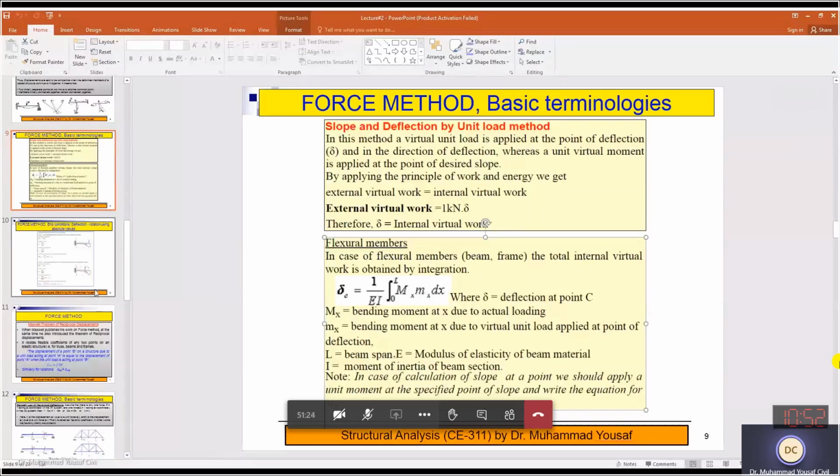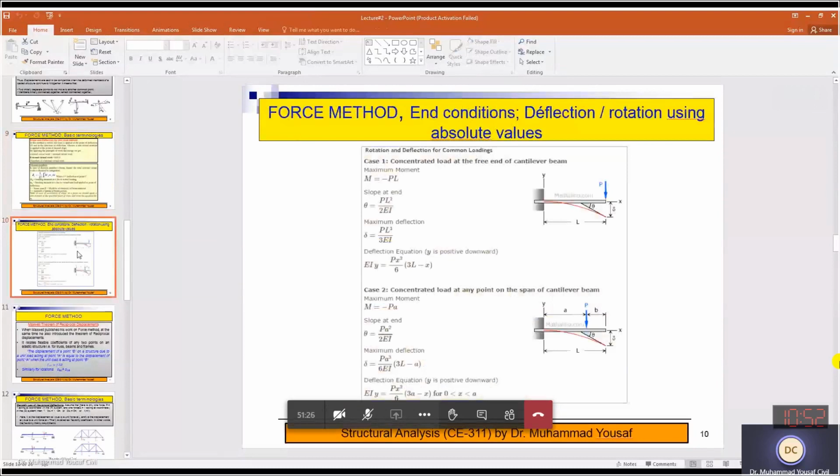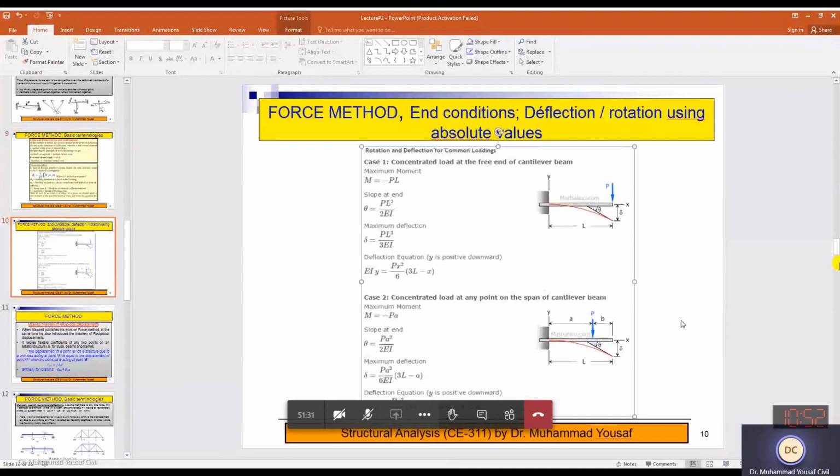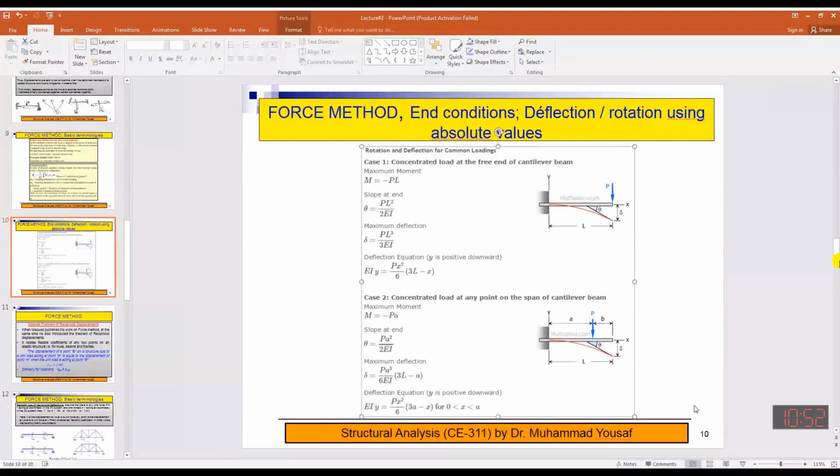table and corresponding to the loading. You should have this one against this sort of situation, and this is theta and delta against this sort of situation. So it is not possible to remember it or to have the table with you. So it is very easy to use the approach of unit load method.